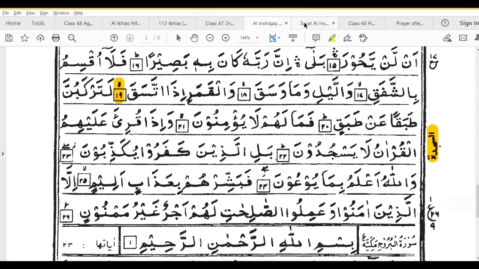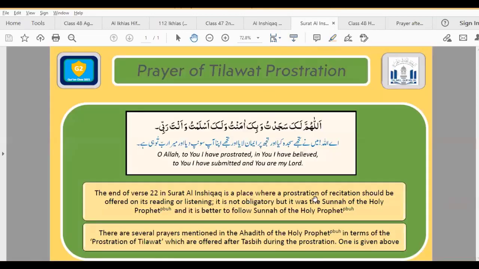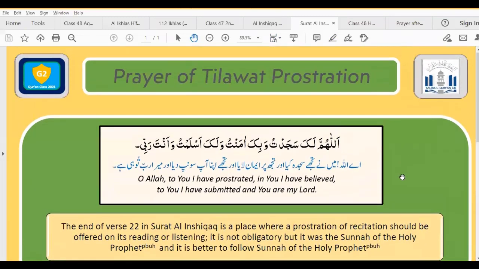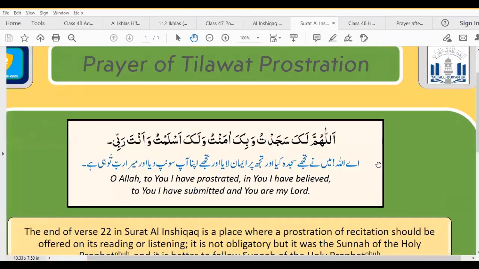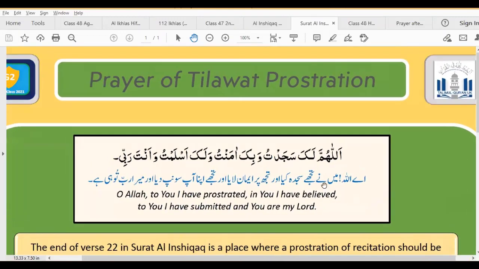And I'm going to remind you all of that Sajdah prayer. There are quite a few Sajdah prayers that you can read, and this is one of them. The PDFs for the prayers of Tilawat Prostration have been shared with you on the parents group. So this is one of those prayers that you can read. I'm just going to say that for you now, and I'd like you to repeat after me.